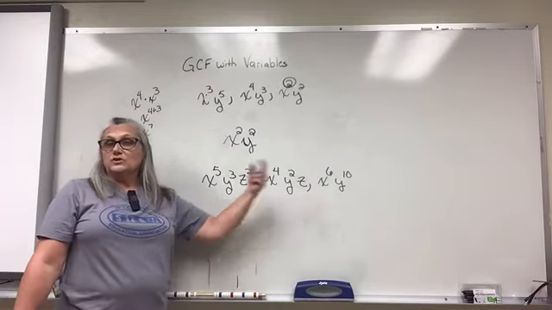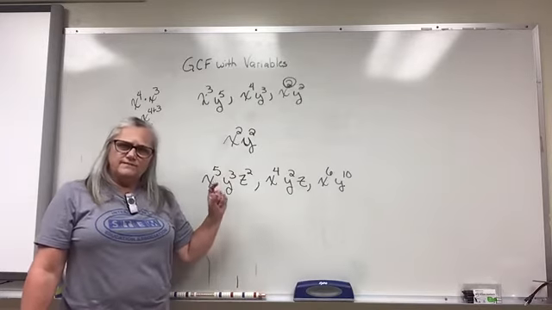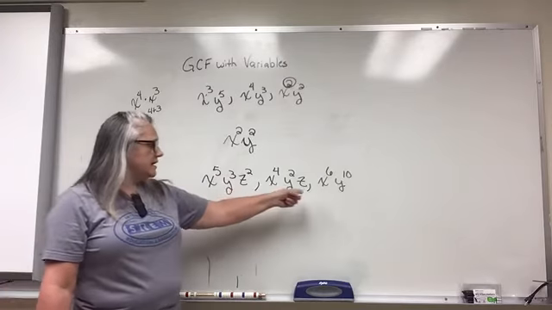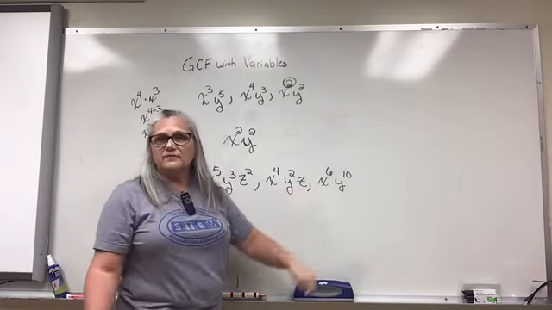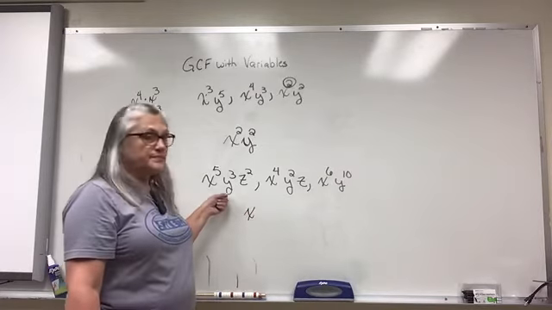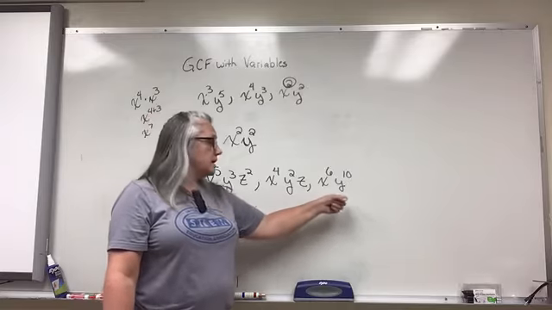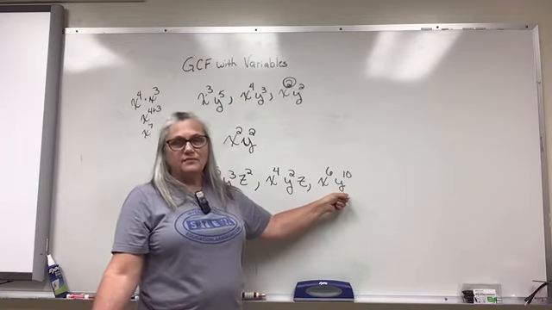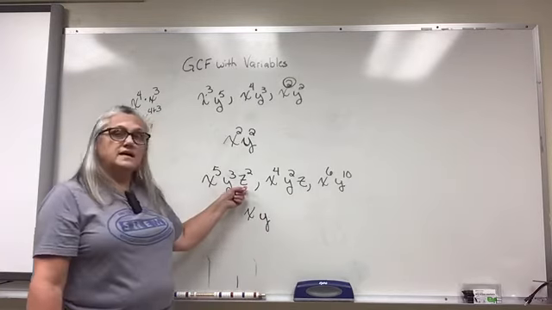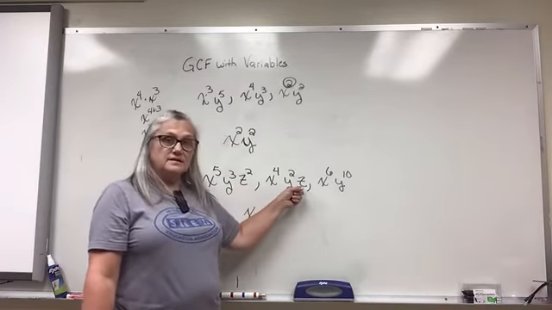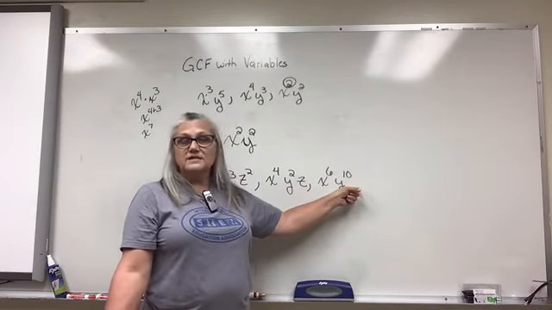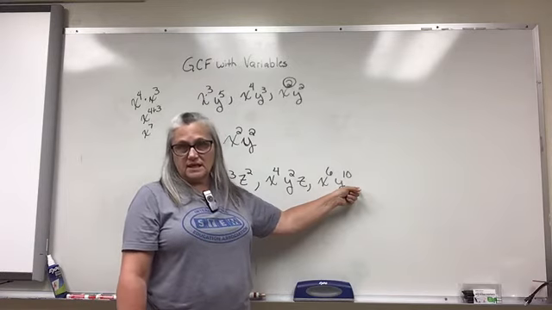So the first thing I'm going to do is look at all the terms and find the variables that are common in all of them. I have an x, and an x. So my greatest common factor will have an x. I have a y, I have a y, and I have a y. My greatest common factor will have a y. I have a z, I have a z, but I don't have a z here, so my greatest common factor will not include z in it.